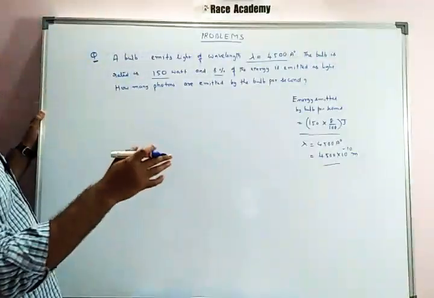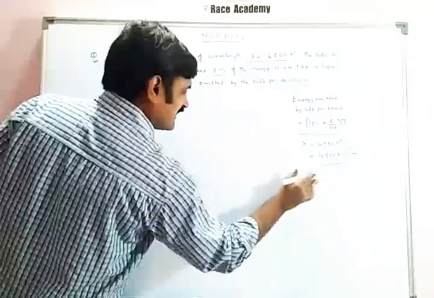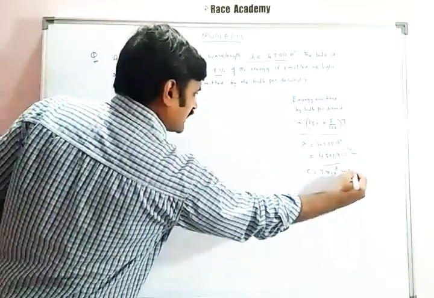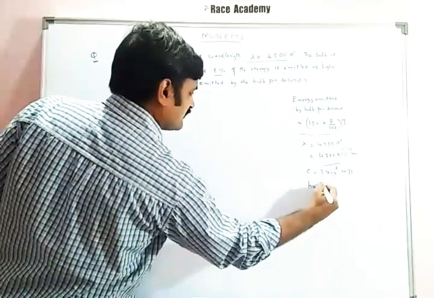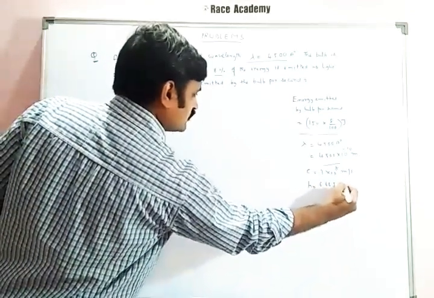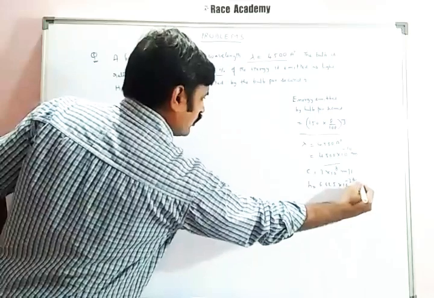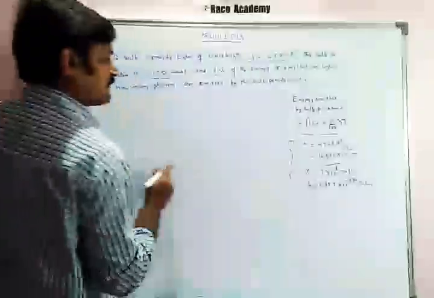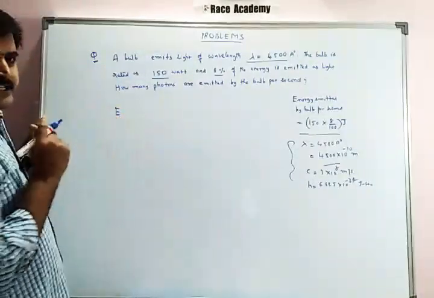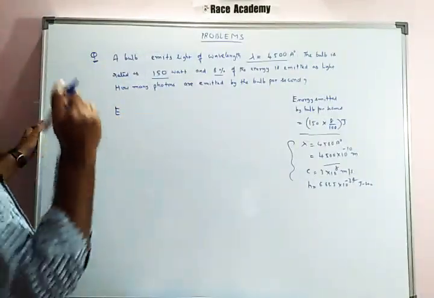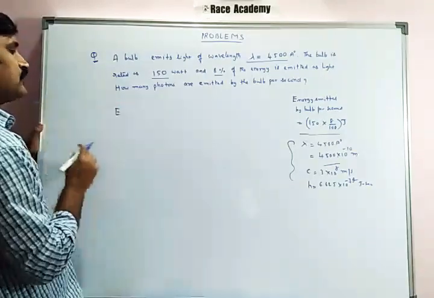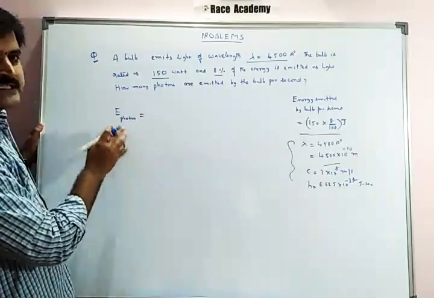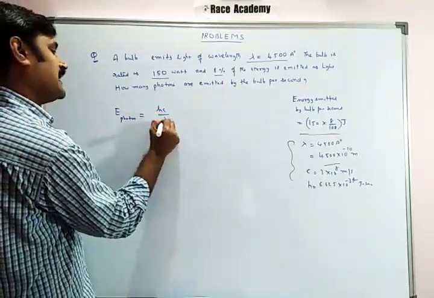And remaining all common, that is lambda value we know. That C value we will take, that is 3 into 10 to the power of 8 meter per second, and H value we will take, that is 6.625 into 10 to the power of minus 34 joule second. Using this information we will find the energy of 1 photon. So what is the energy of 1 photon? The formula we know, that is E is equals to hc by lambda.